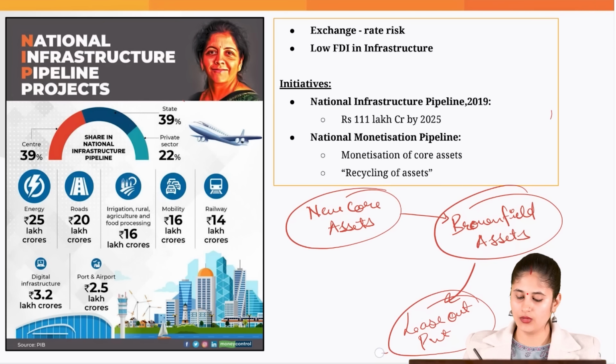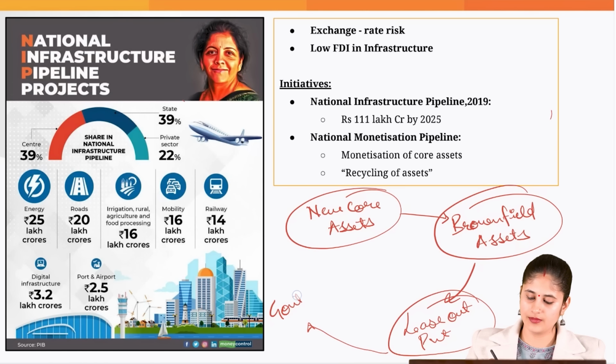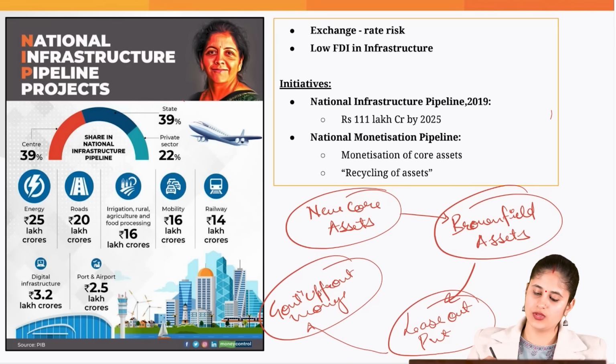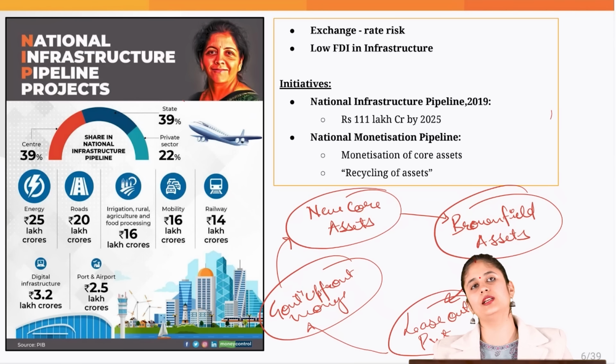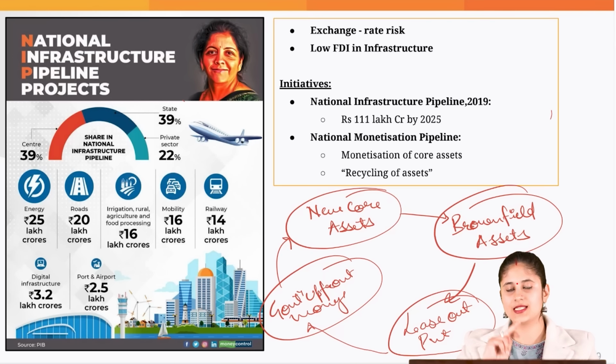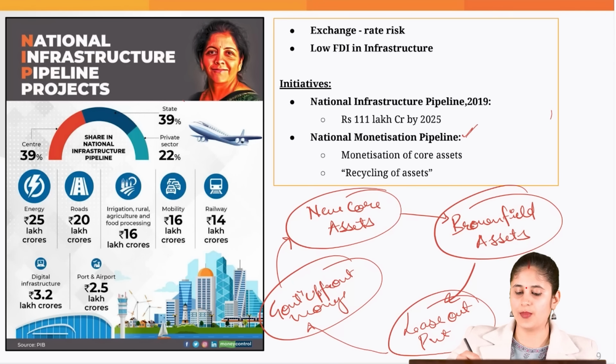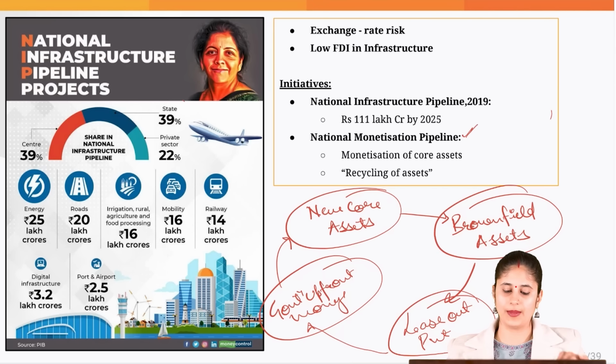Now, when it would lease out, the government would be getting upfront money from the private sector. And ultimately, by using this money, again the government can create new core assets. So this recycling of assets would be happening because of this national monetization pipeline.